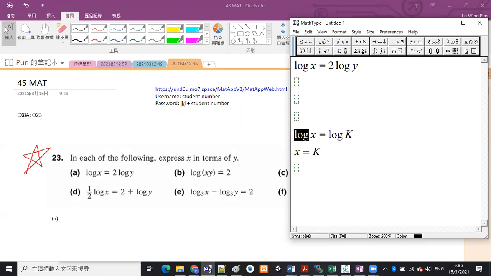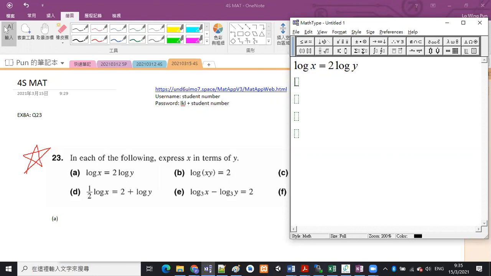One single log on the left-hand side and one single log on the right-hand side. Everything is inside one single log. Then we may take away the log. Okay, we may take away the log at this step. So in this question in part A, left-hand side is ready. Left-hand side is ready because it is one single log and there is nothing outside the log, right?